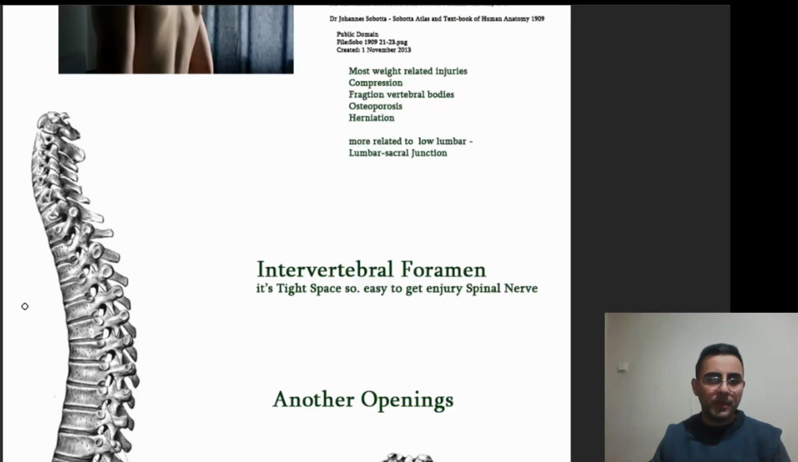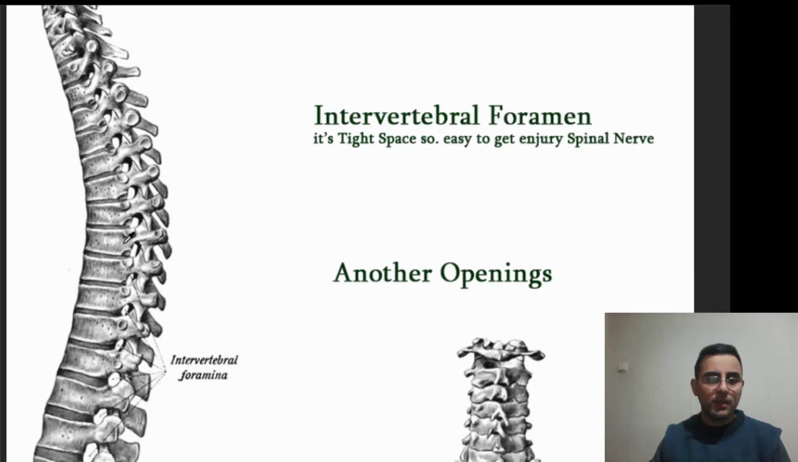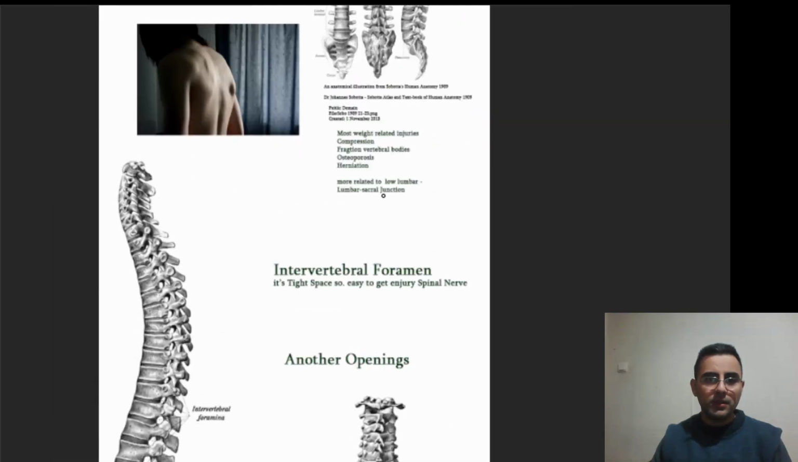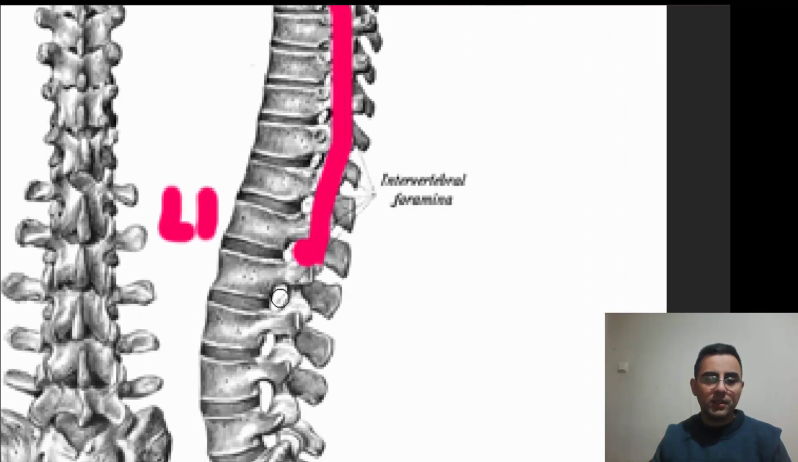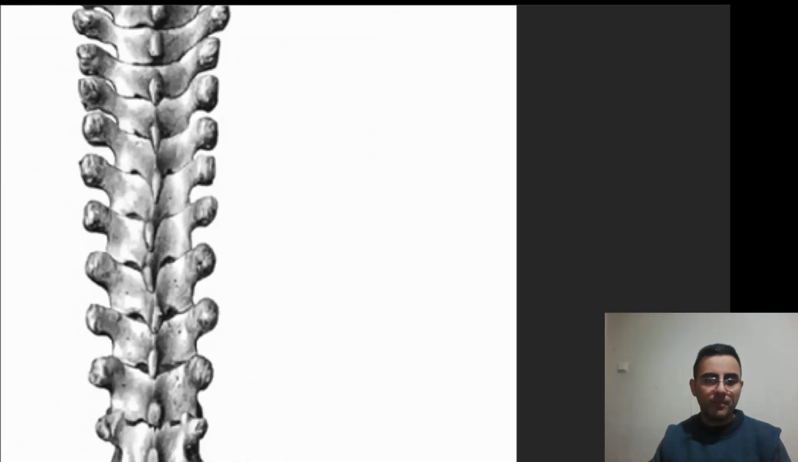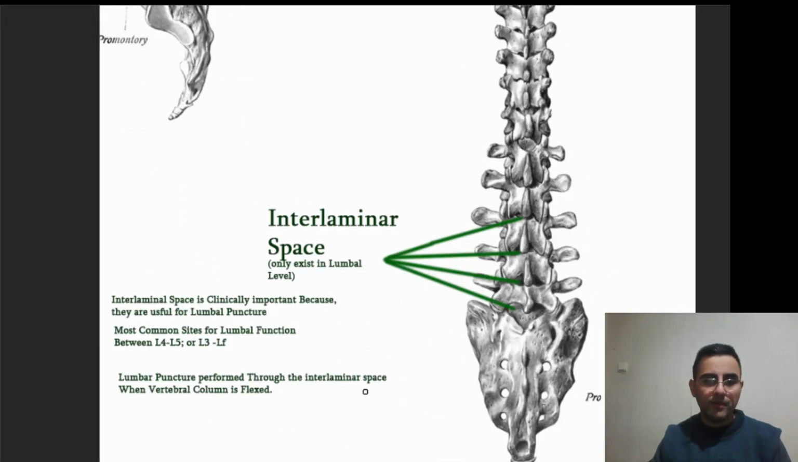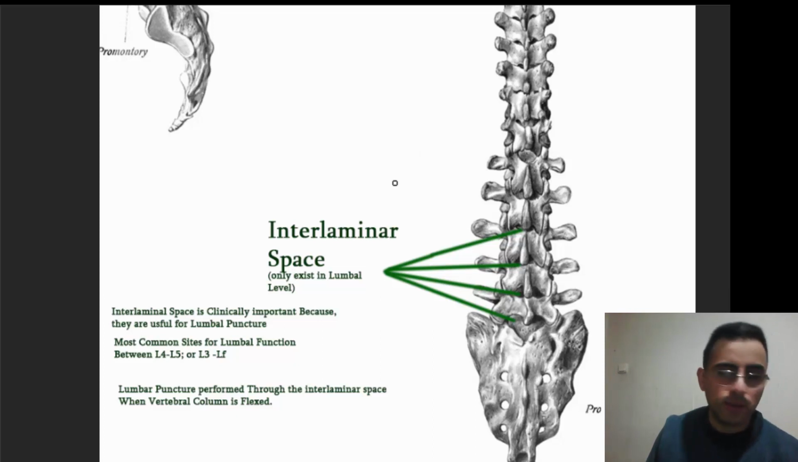Let's see now here. We said about these intervertebral foramens. Spinal nerves are coming out from these intervertebral foramens. And now let's talk about interlaminar space and why we need interlaminar space. It's a very important issue.